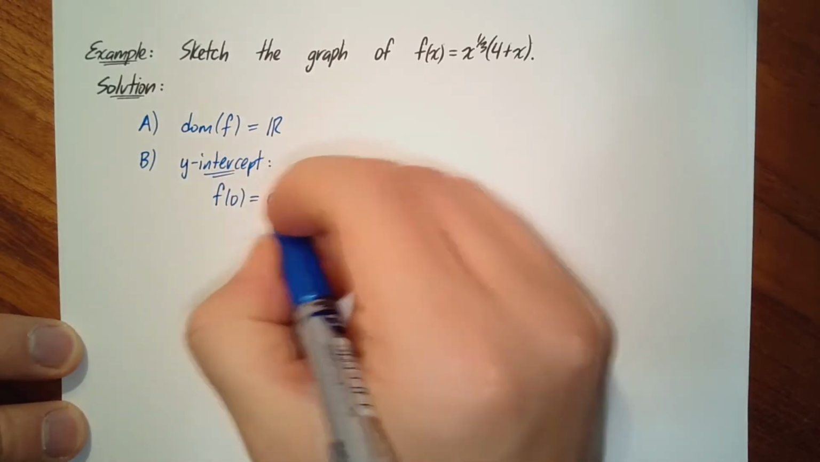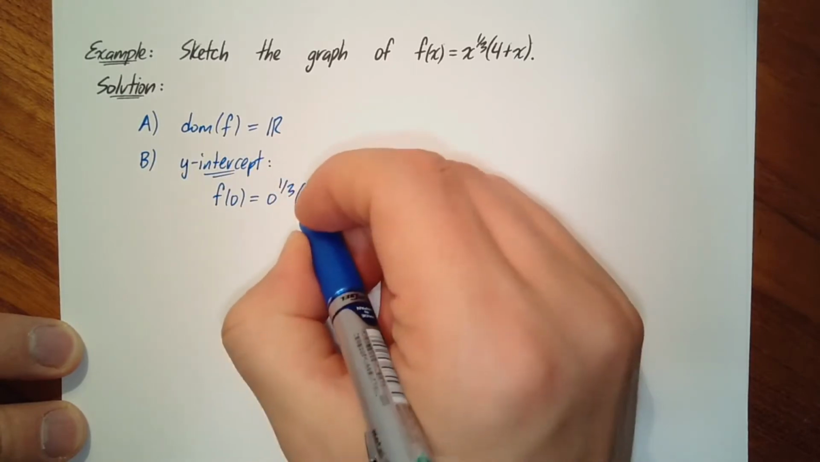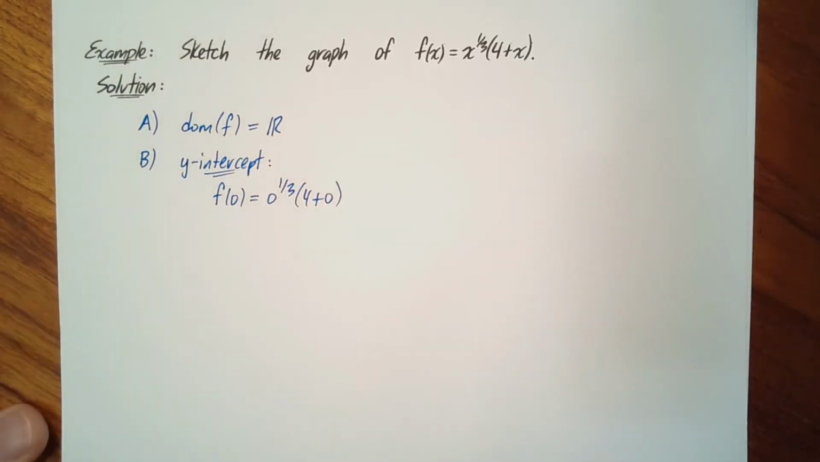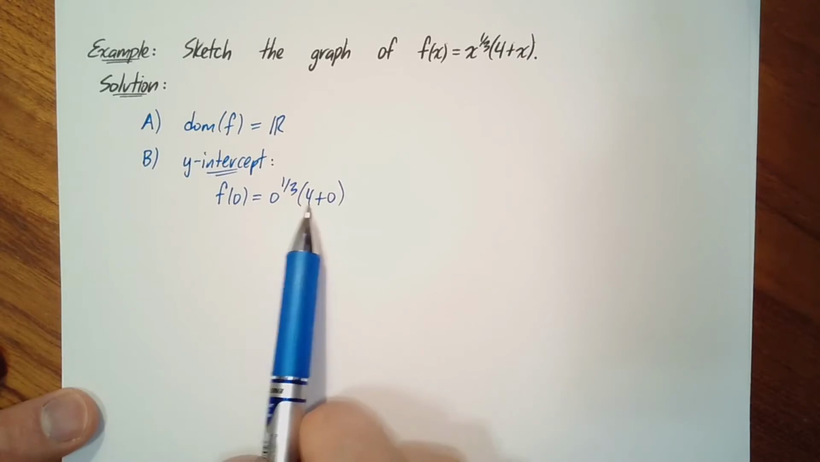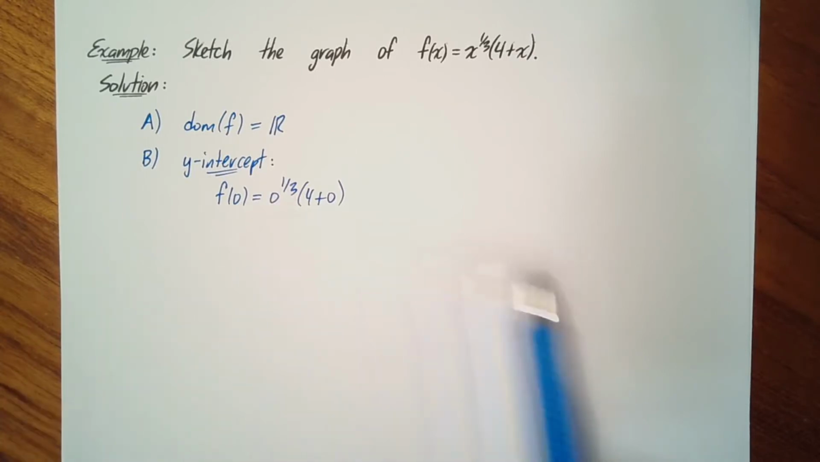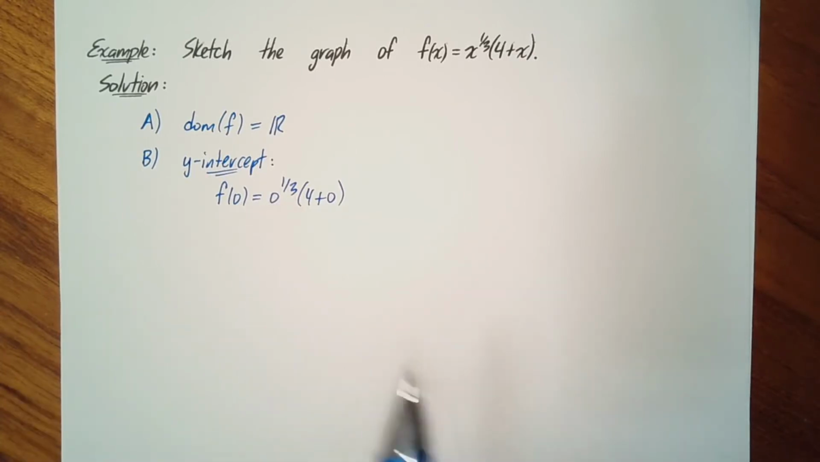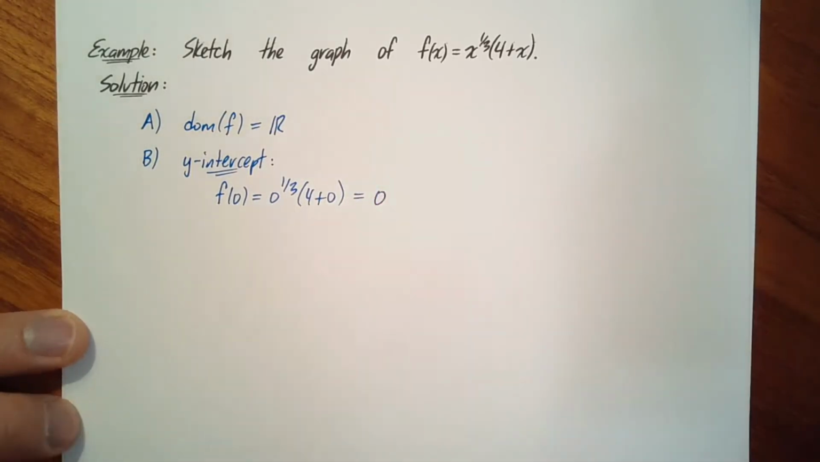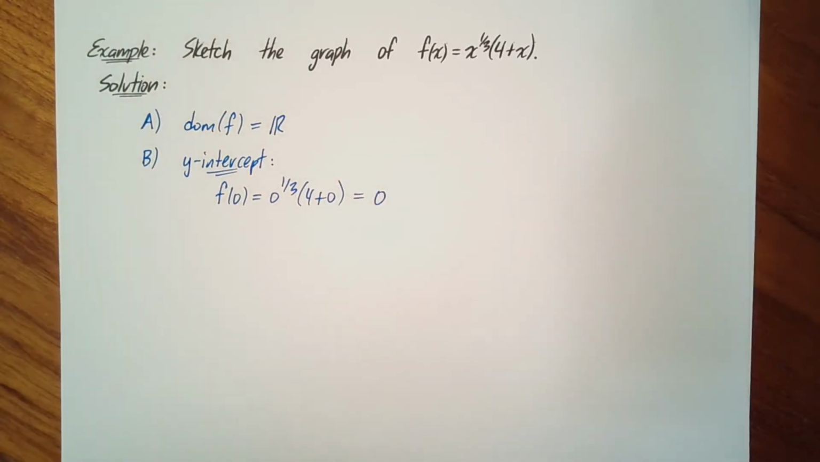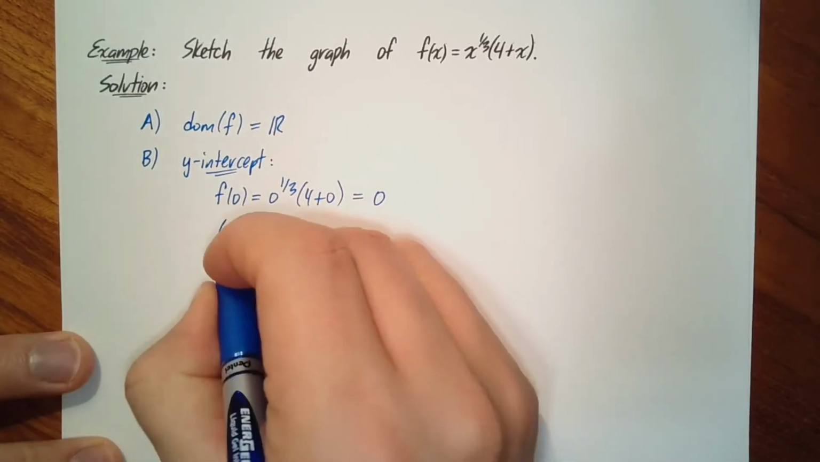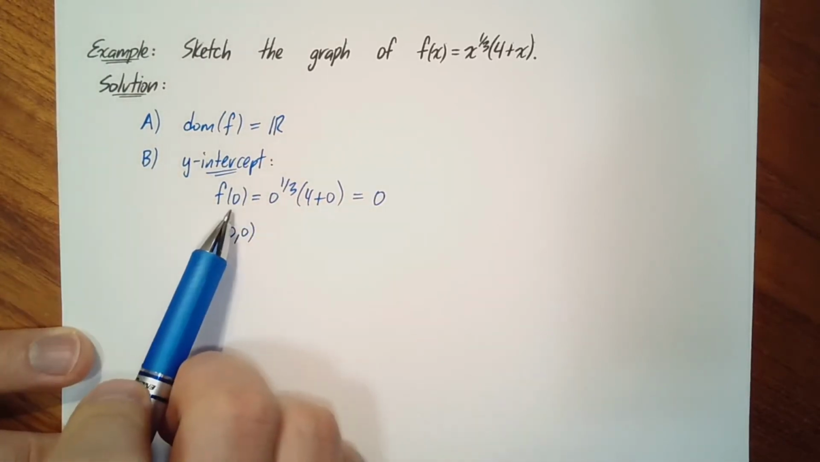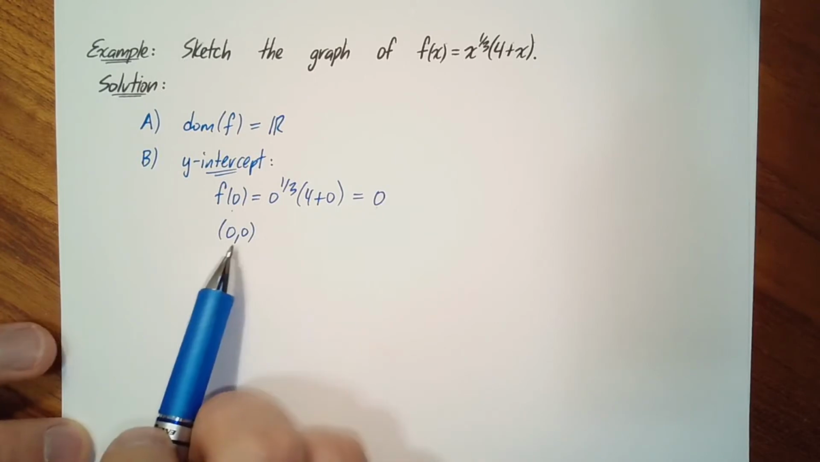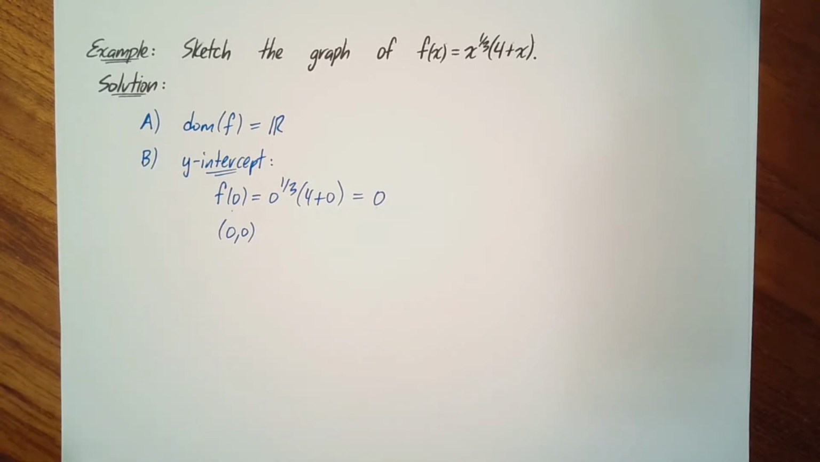That's going to give you 0 to the 1/3 times 4 plus 0. So this is just going to be 4. This 0 to the 1/3, that's the cube root of 0, which is 0. So you've got 0 times 4, which is just going to give you 0. So the y-intercept is actually the point (0, 0). The x-coordinate was 0, and the y-coordinate was 0. So the origin is the y-intercept.